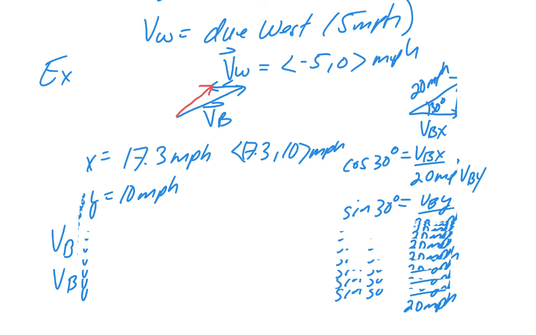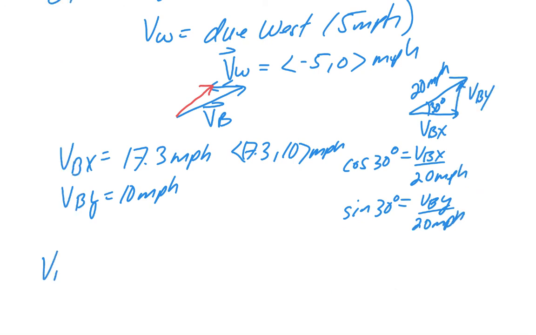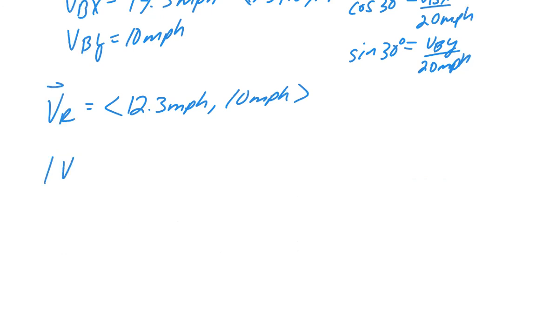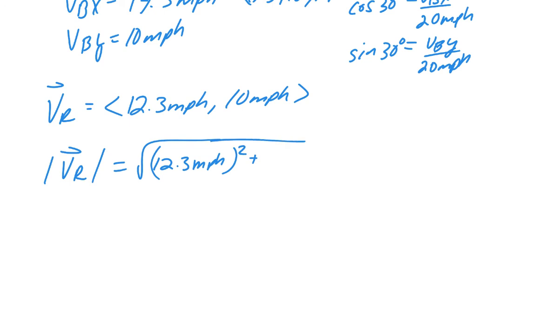Now we can add those components. The resultant velocity is going to be 12.3 miles per hour in the x direction and 10 miles per hour in the y direction. I can switch that over now to magnitude-direction form, because I can find the magnitude of the resultant vector just using the Pythagorean theorem: 12.3 miles per hour squared plus 10 miles per hour squared. When I do that math, I should come up with 15.9 miles per hour.